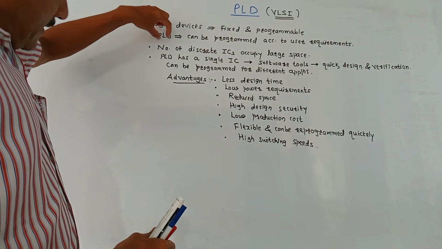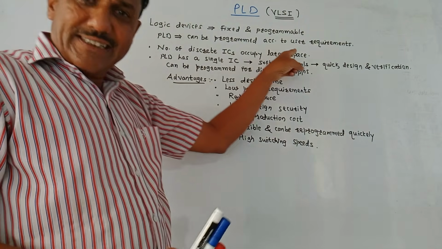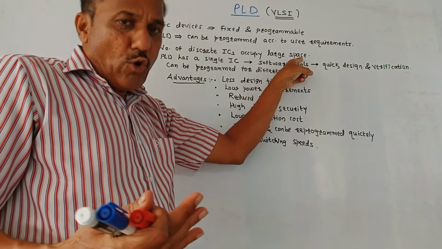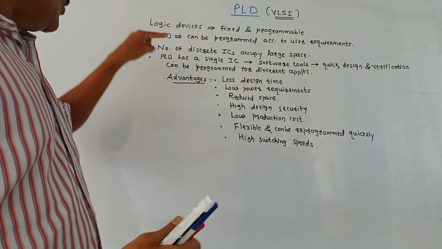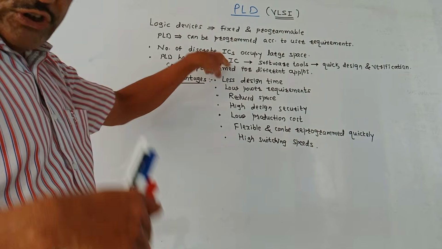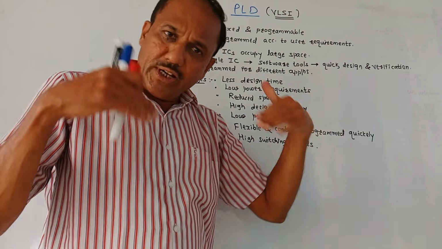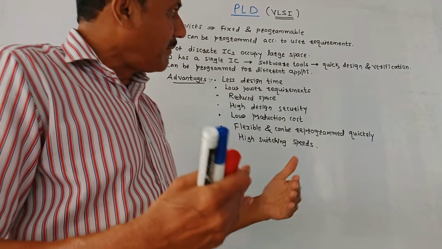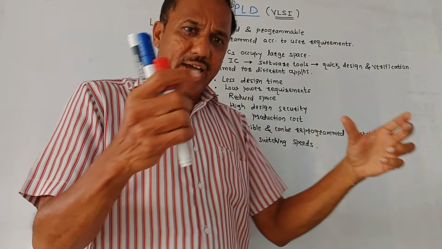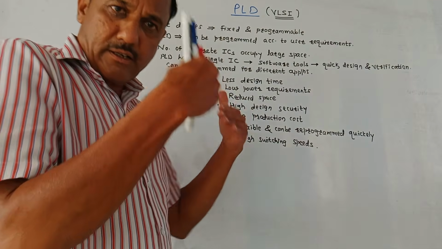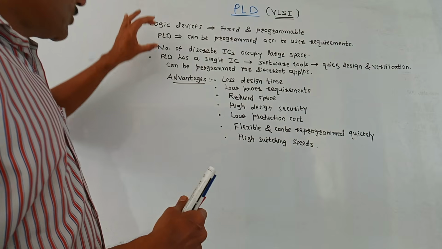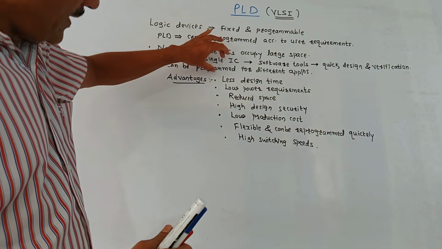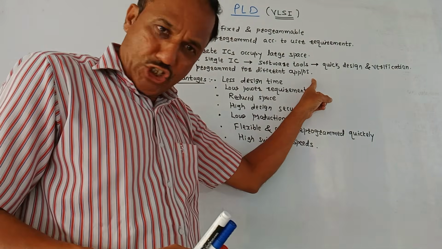So a number of discrete ICs occupies larger space, as I just now mentioned, whereas PLD requires less space. So PLD has a single IC. Using software tools, we can quickly design the things according to the requirement, as well as we can verify the design using certain software techniques that we are going to study in this unit. So this can be reprogrammed for different applications.